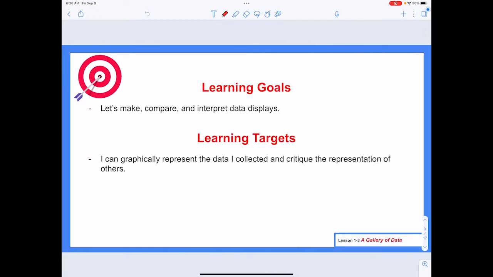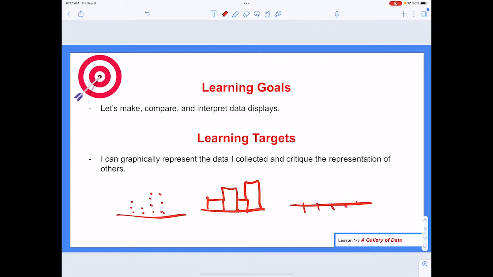All right, learning goals real quick for the day, where it says, let's make, compare, and interpret data displays. Your target for the day is to be able to say that I can graphically represent the data I collected and critique the representation of others. Meaning we're going to be looking at different types of graphs today, whether those be dot graphs like this, or histograms like this, or perhaps we might even have some box plots where we have the boxes looking like this.